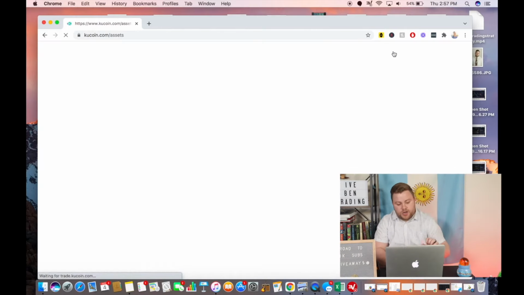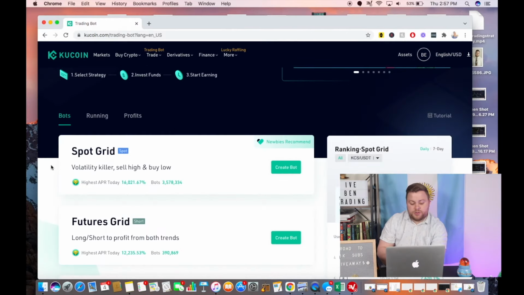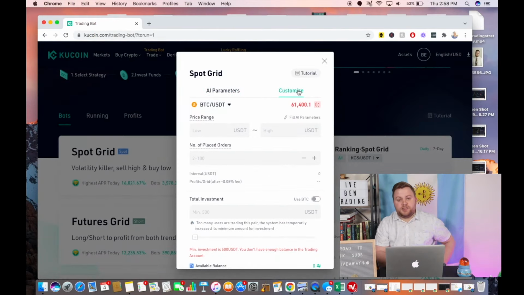So we're gonna get out of the trading, go back to assets so that we could see all the functions. And then if you go over to Trade, here it is right here, Trading Bot. And then I always use the spot grid trading bot. So you want to click here and click create bot, and then you go to customize, and then you can set it up just like this, which is going to be one of the safest bots that you can create, and it could just casually earn as Bitcoin moves up and down.